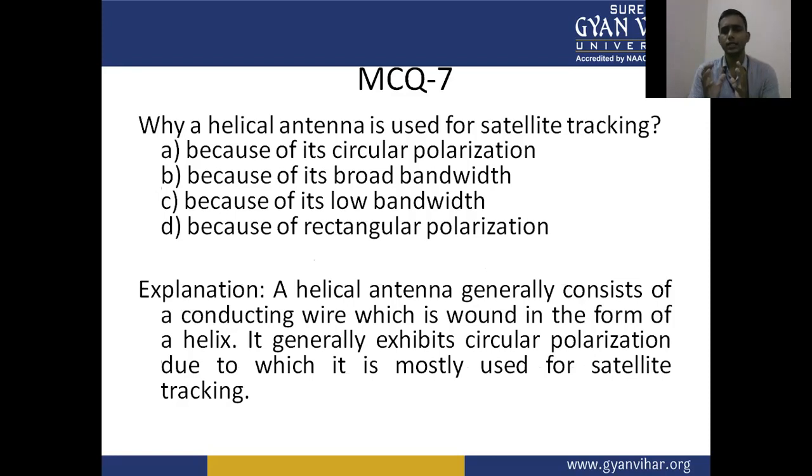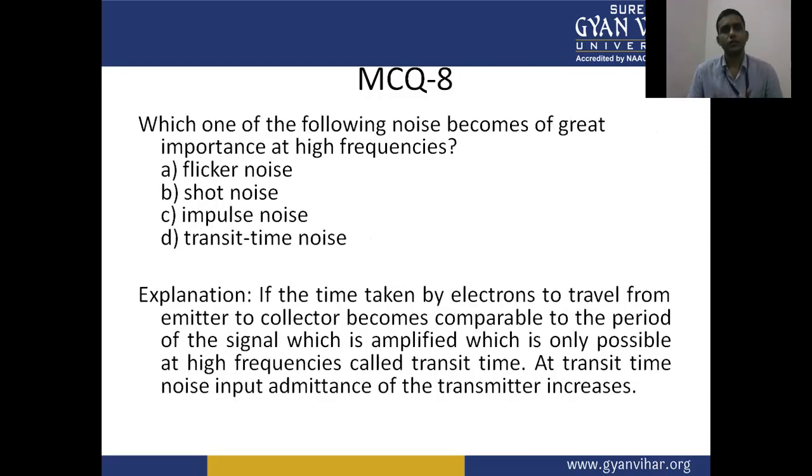Question 7: why is a helical antenna used for satellite tracking? A, because of its circular polarization. B, because of its broad bandwidth. C, because of its low bandwidth. D, because of rectangular polarization. Question 8: which one of the following noises becomes of great importance at high frequency? A, flicker noise; B, shot noise; C, impulse noise; D, transit time noise.